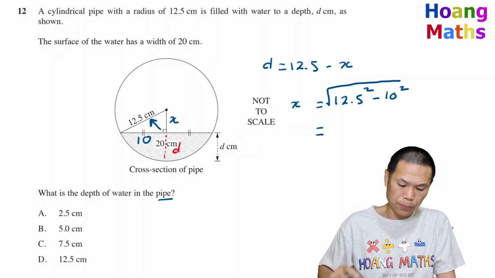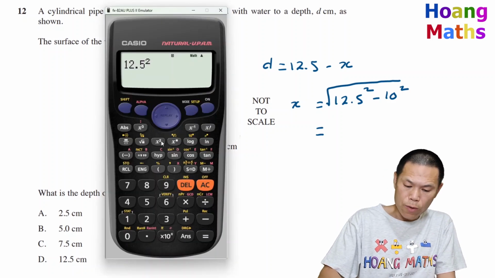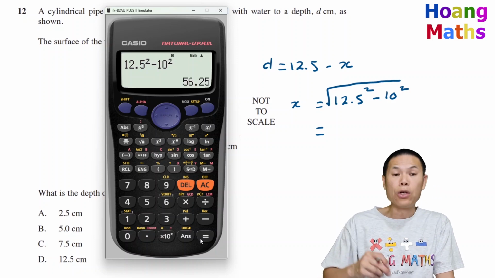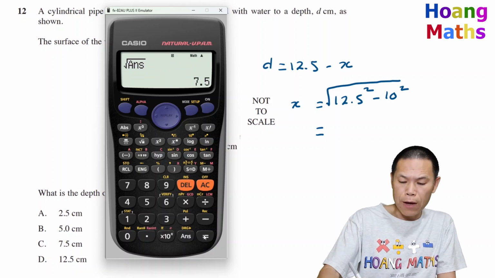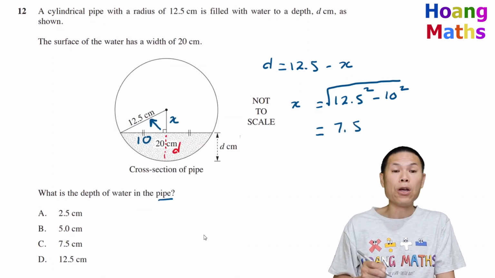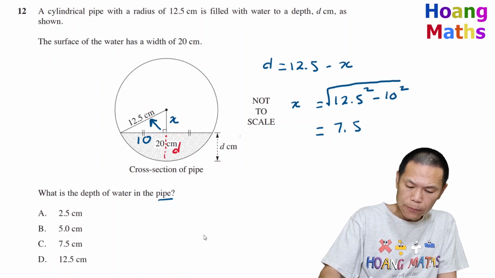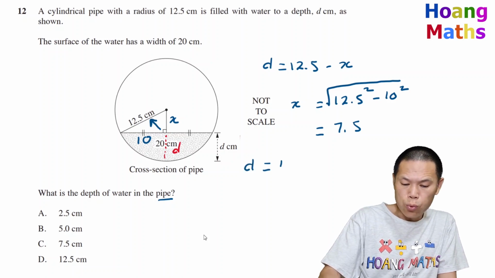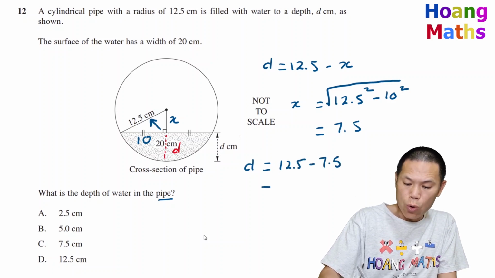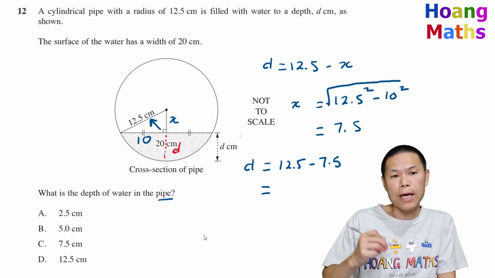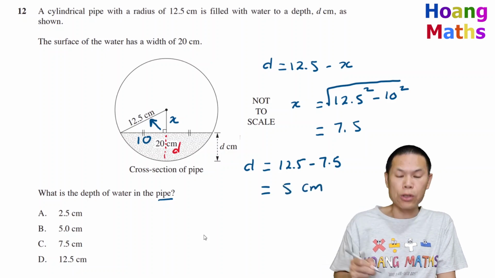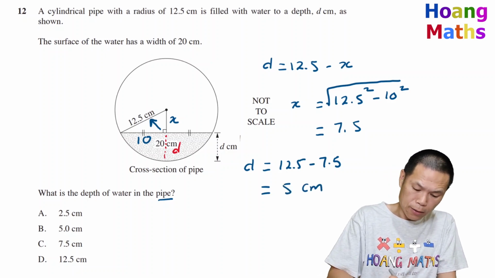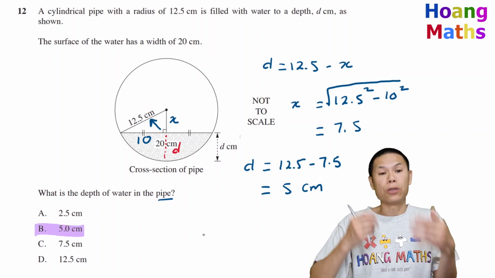So that will give me 12.5 squared minus 10 squared. Then I just square root this. I press the answer. So it's 7.5. So X is 7.5. So therefore, D is equal to 12.5 minus 7.5. So 12 minus 7, 10 minus 7 is 3, add another 2 is 5. So therefore 5 centimeters, that is D. So the answer is B. So there you go.